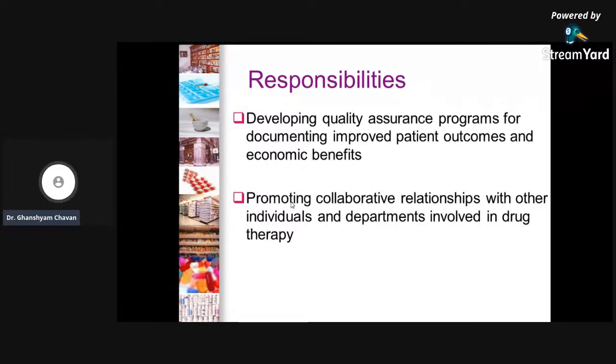So periodically we should do quality checking and quality assurance during the clinical trial, from the beginning to the end. Constantly we should monitor its assurance, its quality, whether it is going in a good direction or not, whether all the people are doing their work properly or not. That we should ensure. Next, promoting collaborative relationships with other individuals and departments involved in the drug therapy.